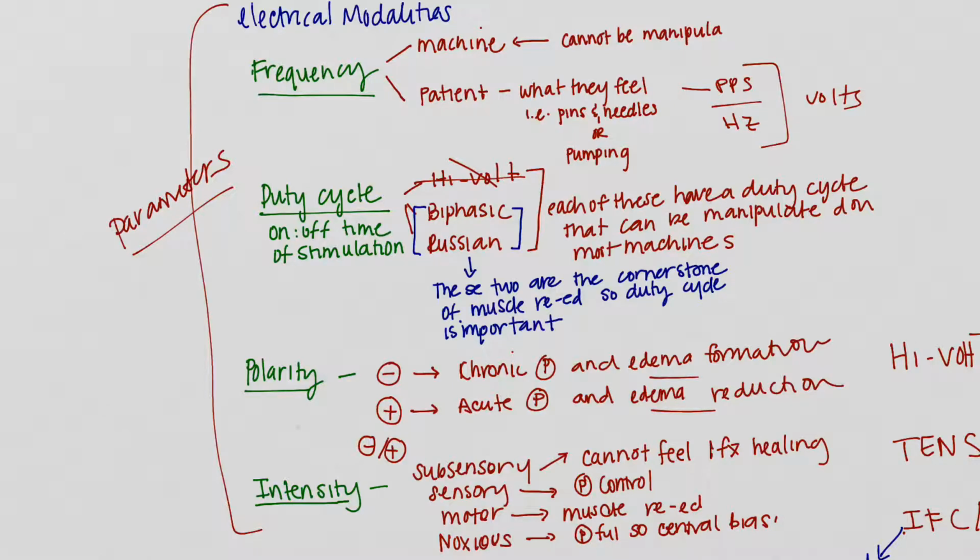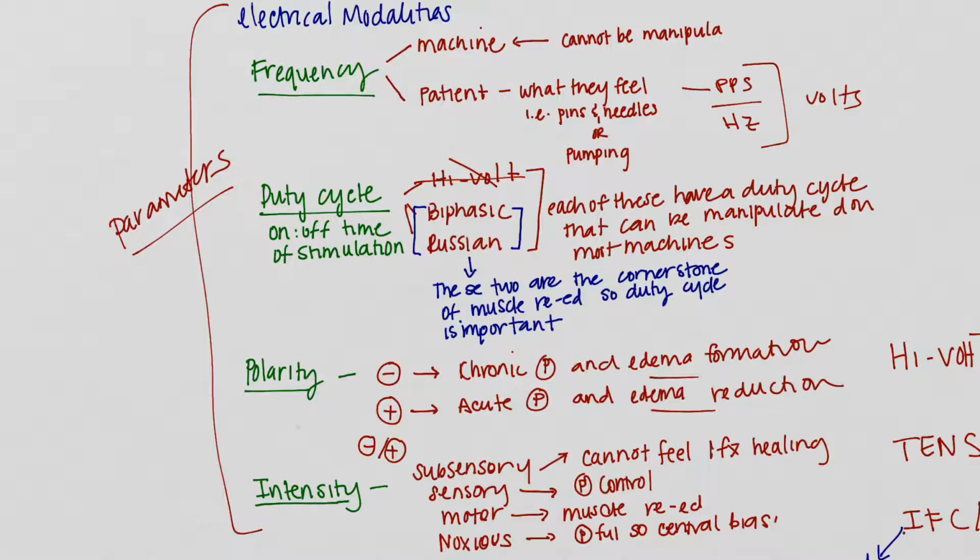Our next stop is in the area of polarity. Most often, most machines will have a negative polarity selection, a positive, or they could have what's called an alternating polarity, where it alternates back and forth between negative and positive. With our negative polarity, we most often use this for chronic pain and to impede edema formation. So early on in the acute phase of an injury, most often they're going to put on a negative high volt treatment to hopefully stop edema from forming.